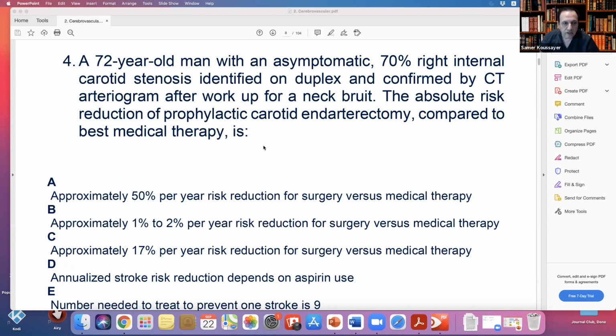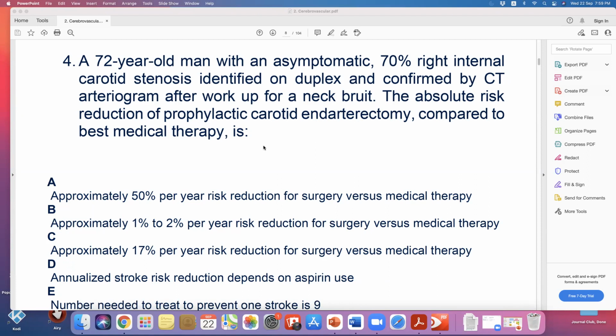All right. So 50%, no. Yes. So other options, yeah. Approximately 1 to 2% per year risk reduction for surgery versus medical therapy. Yeah, according to our discussion, this is the answer. Right. C, approximately 17% per year risk reduction of surgery versus medical therapy. This is too much. Yeah.